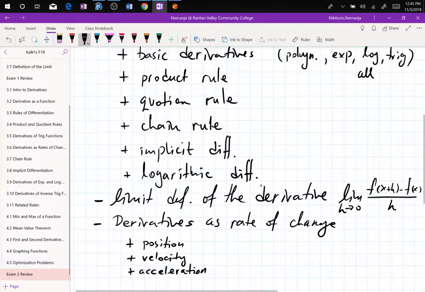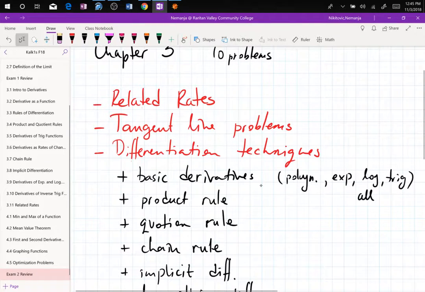And why do I have these 3 things in red? Well, first off, related rates, that's the word problem. Remember, you're getting money if you know that stuff. Why is the tangent line there? Tangent line is the most important problem of Chapter 3, and tangent line is one of the most important things in all of calculus.